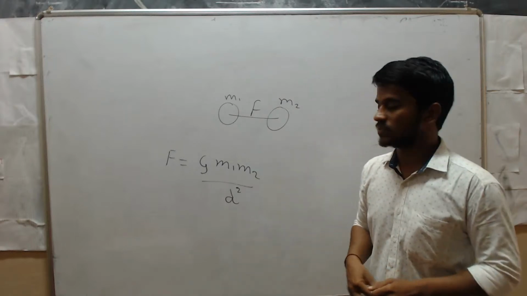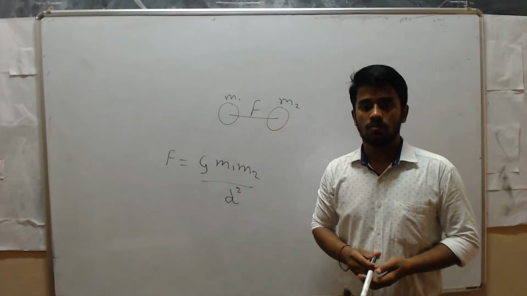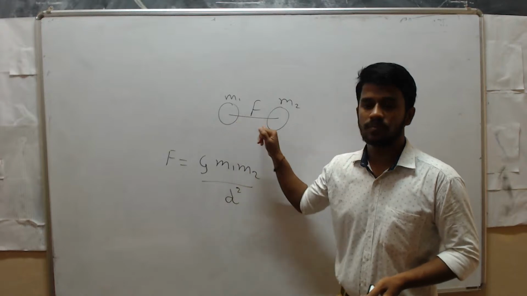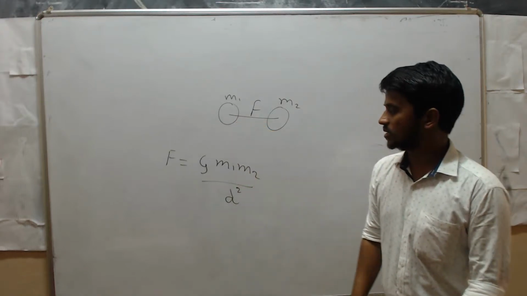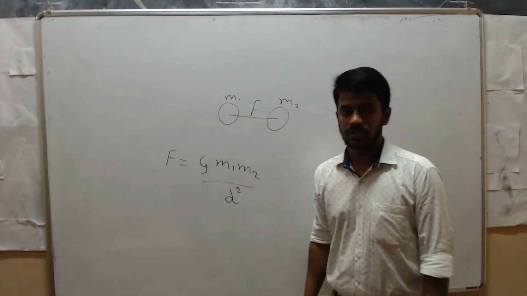Here we should take the distance from the centers of the objects. So we can't take it from here to here. We should take the distance from the centers of the objects.